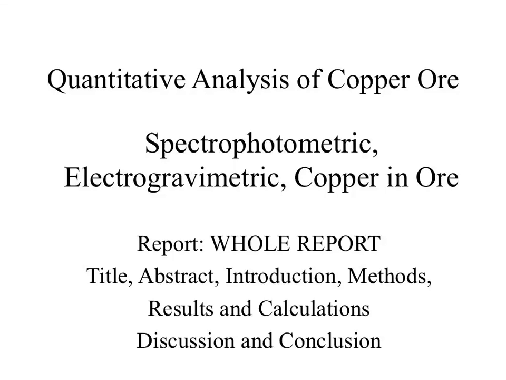We said the goal is to get the copper ore. Okay, we don't need a methods because we already said the methods. It was determine the copper ore by doing spectrophotometric and electrogravimetric. There's your method section. So we could now jump to the results. What would your results be? Whatever the percent copper that you got from both methods. Okay.